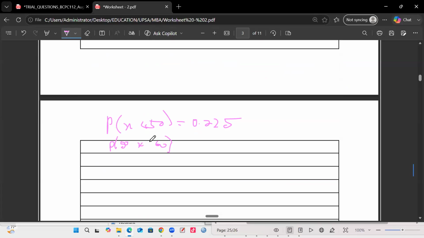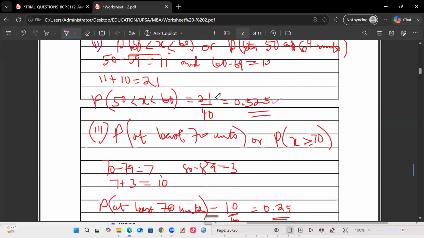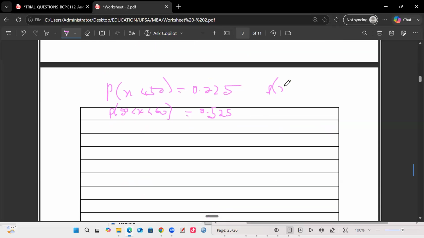X less than or equal to what? 0.525. Then we have the probability into brackets, the last one. 0.25. At least 70. So the probability of what? X is at least 70.